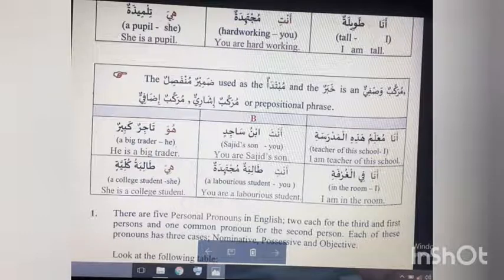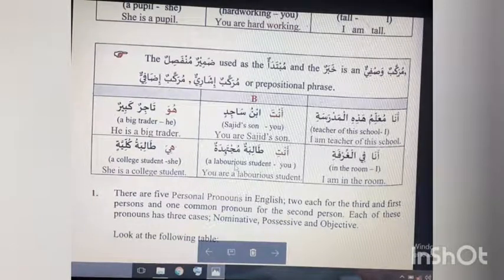So we say that خبر here is طالبة مجتهدة and it's an adjectival phrase مركب وصفي. هي طالبة كلية. Here هي is ضمير منفصل, detached pronoun used for third person singular feminine. طالبة كلية is a possessive phrase. طالبة is مضاف, كلية is مضاف إليه, so it is a possessive phrase.